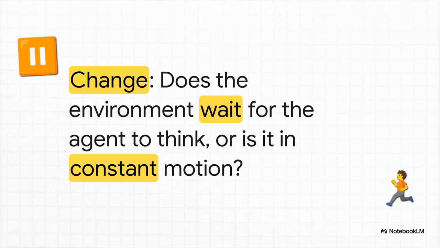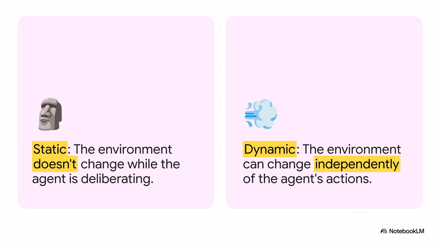Which leads us to a really simple but critical question. Does the world hit pause while the AI is thinking, or is it in constant motion? This brings us to dimension 5, change. A static environment is, well, it's polite. It basically hits the pause button while the agent figures out its next move. A dynamic environment, though, is relentless. It is constantly moving, constantly changing, whether the agent does something or not. This means the AI can't just sit there and think forever, it's got to keep up.